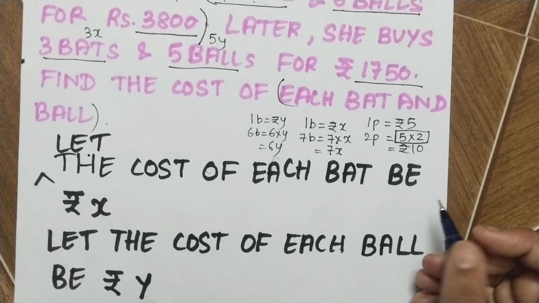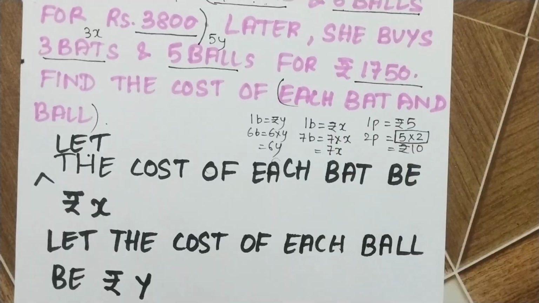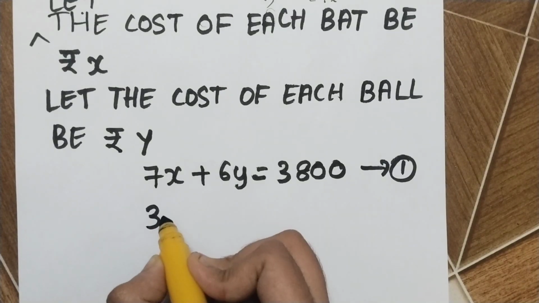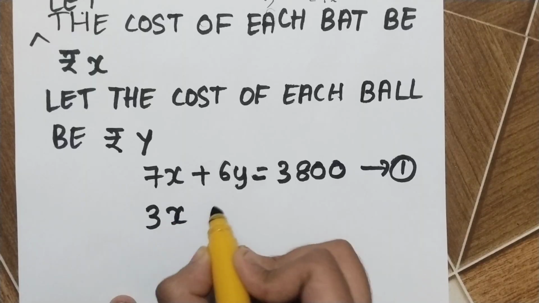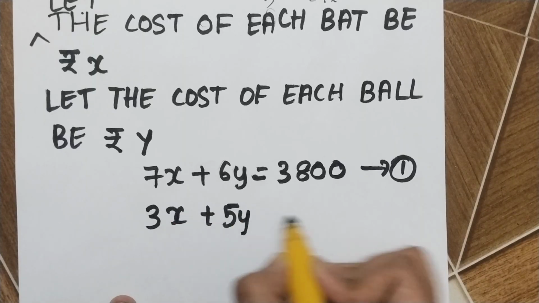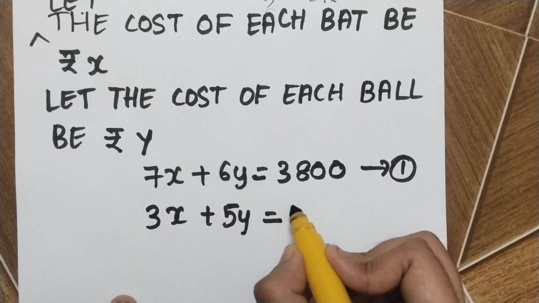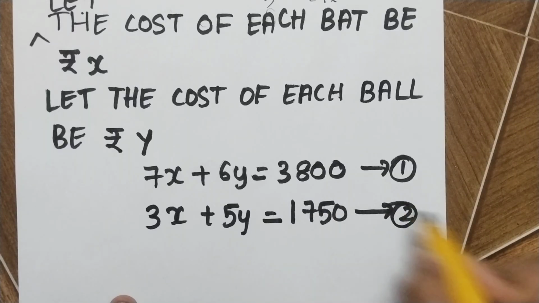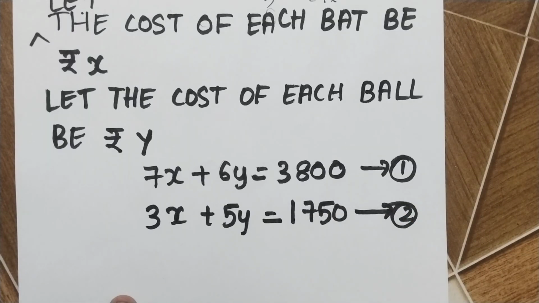5y. And then total cost is 1750. So I can write 3x plus 5y is equal to rupees 1750. This is my second equation now. Okay, so in substitution method we want to assume some value to any one of the variable. Here now I am going to take my first equation.